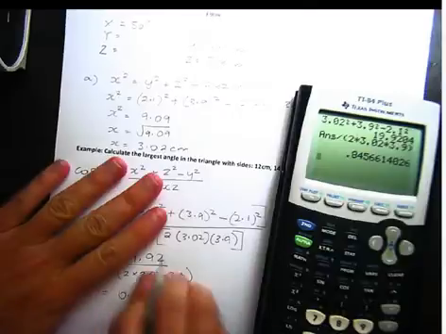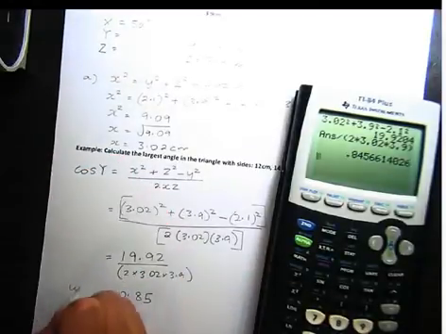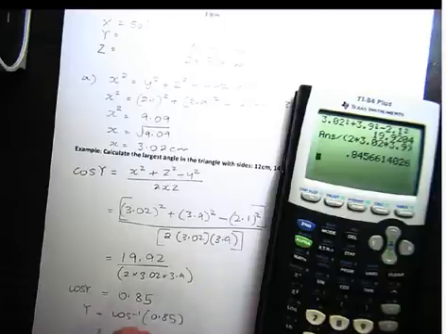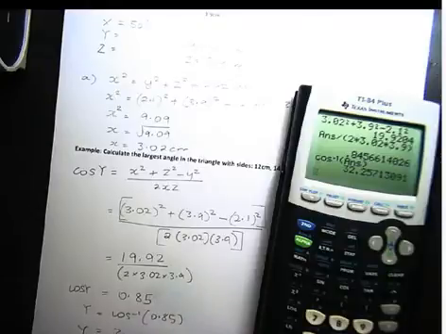Okay, so even though I'm rounding that off, I'm going to leave it on my calculator. Now remember, there's another step here. We've got to inverse cosine it. So inverse cos of the answer, and that gives me 32.26 degrees.